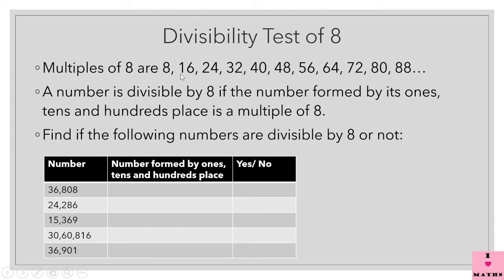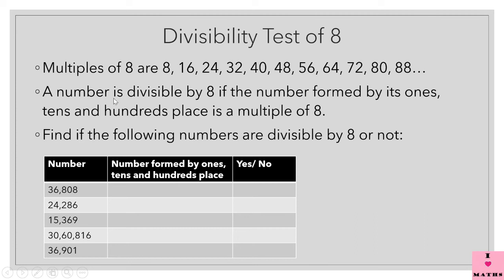Multiples of 8 are 8, 16, 24, 32, 40, 48, 56, 64, 72, 80, 88, and so on. So children, a number is divisible by 8 if the number formed by its ones, tens, and hundreds place is a multiple of 8.